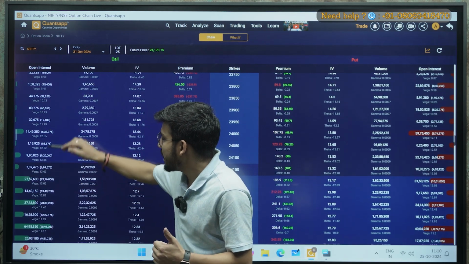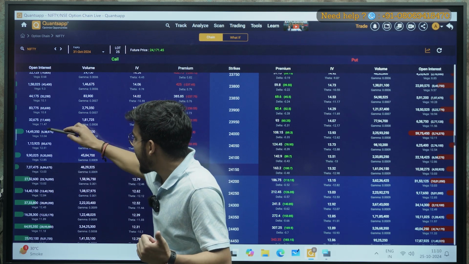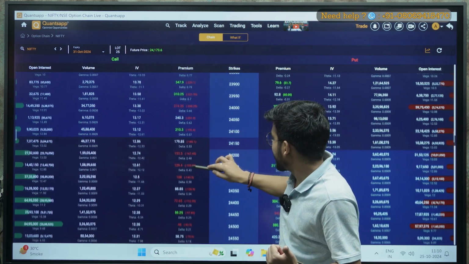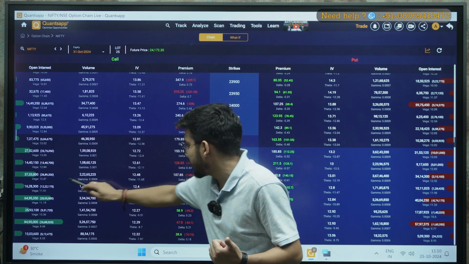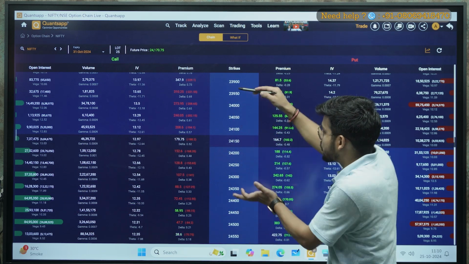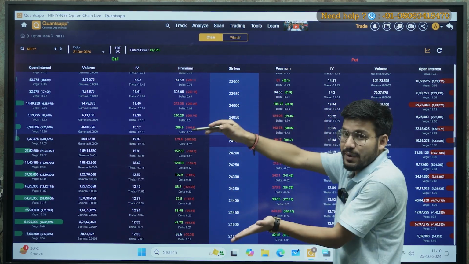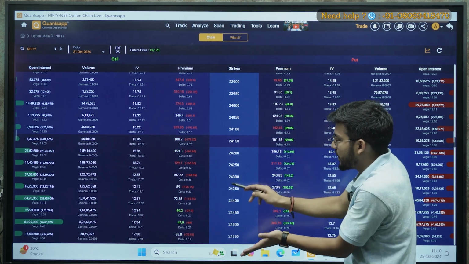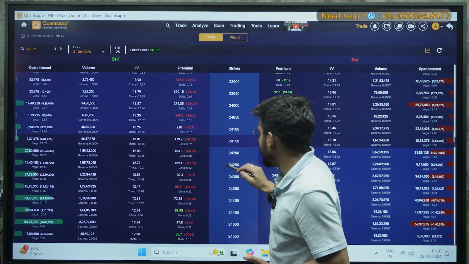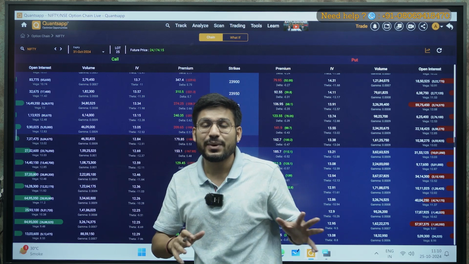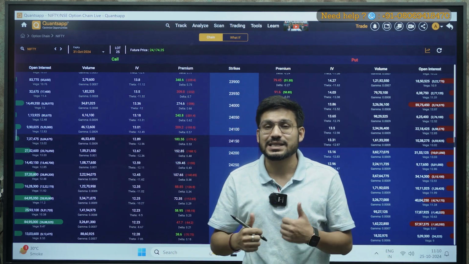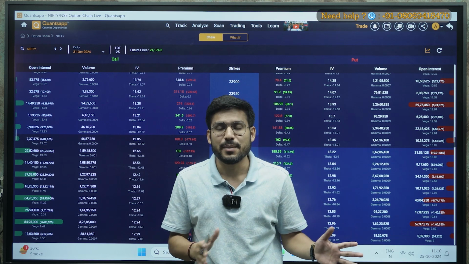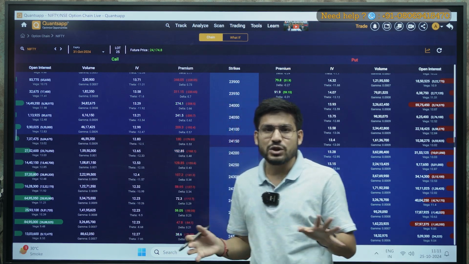So what can I do? If I'm going for the call option, I can go from 24,000 to, you can say, 24,300, right? So this is the range for a call buyer. If he buys a strike price between 24,000 and 24,250, he will be in profit. There will be a decent change in his premium as well, right? So I hope the concept is clear.